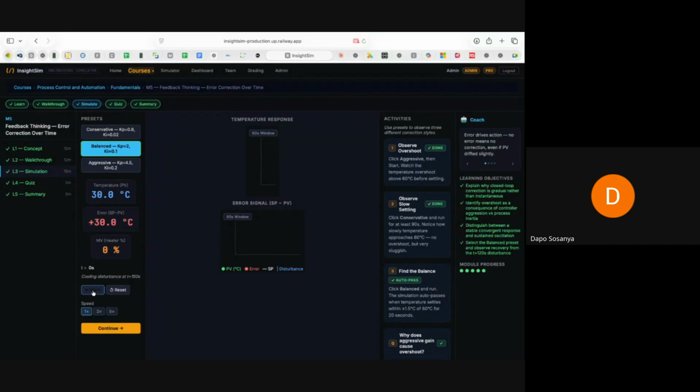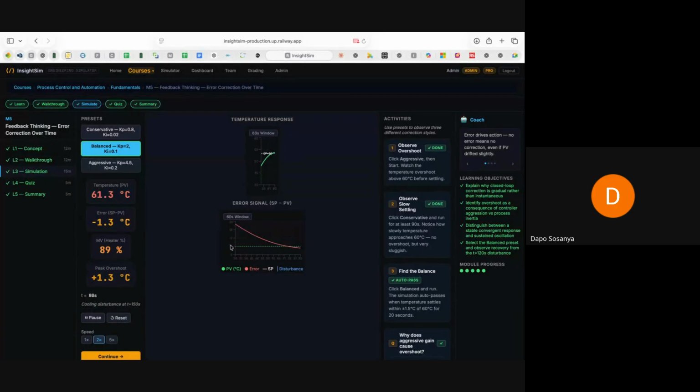Because of time, let me use 2 times speed, and then let me start. Right, so you can see the time running. You can see that this is approaching set point, right?